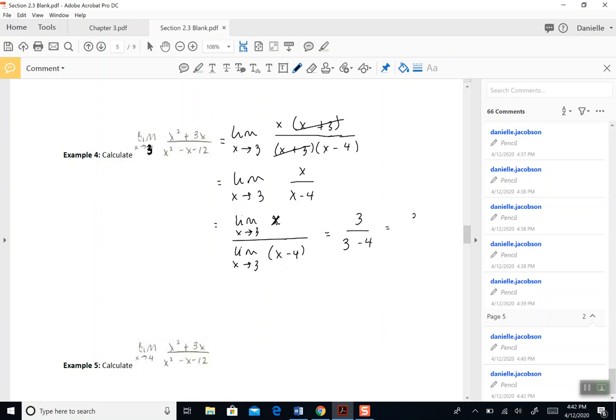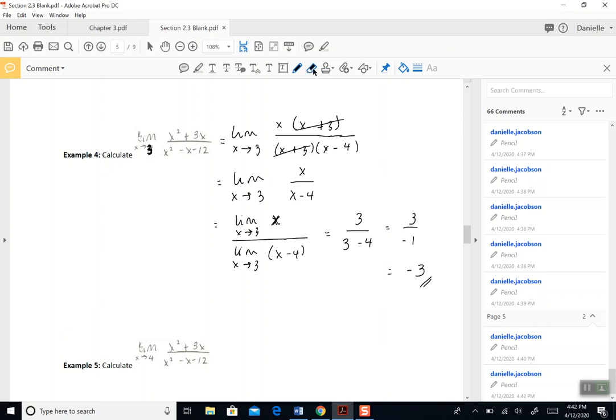So I would get 3 over negative 1, which is equivalent to a negative 3. All right, sorry I had to write some of that sideways. I was running out of space. Key thing to notice here is I kept my limit notation in until I actually ran the limit through.